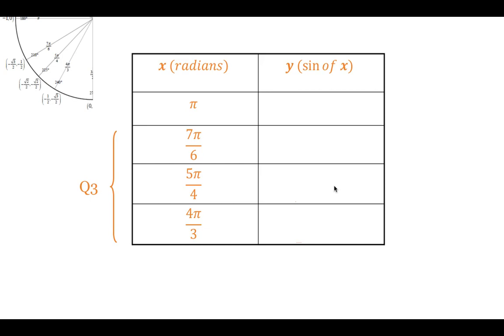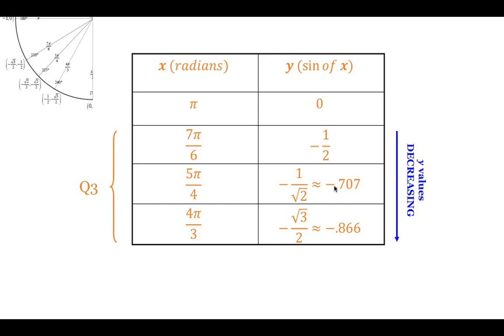So at pi, my sine of pi is 0. My sine of 7 pi over 6 is negative 1/2. My sine of 5 pi over 4 is negative 1 over root 2, or negative root 2 over 2. And my sine of 4 pi over 3 is negative root 3 over 2. All right, so what's happening here? They're still decreasing.